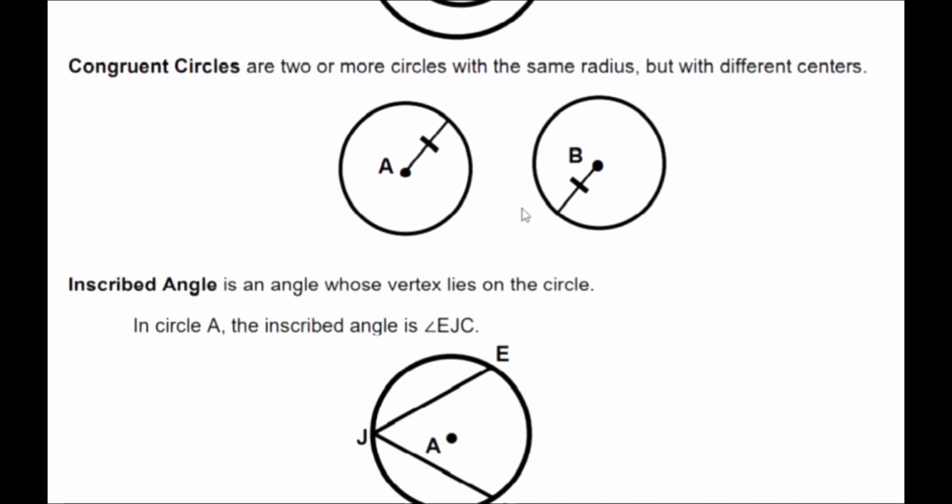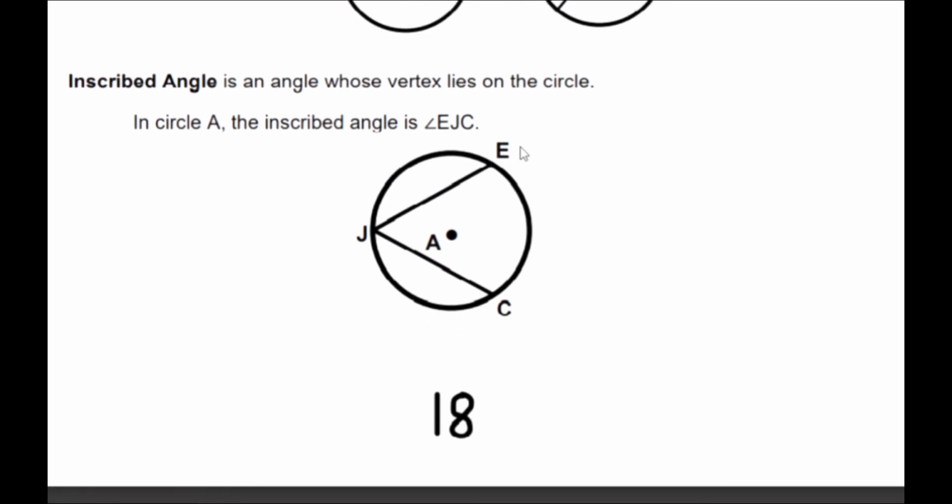Then we have the congruent circles. Congruent circles are two or more circles with the same radius but with different centers. So in this figure, we have two circles, circle A and circle B. They have the same length of radius, but different centers. They are called congruent circles. So when two circles have the same length of radius, they have the same size.